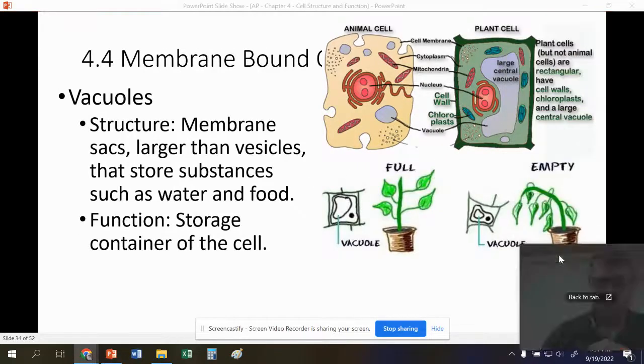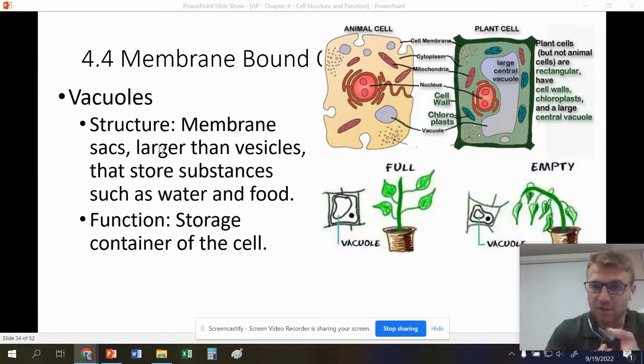Vacuoles are our next membrane-bound organelle. Again, remember, they have their own membrane. These are just like the storage containers of the cell. They're larger than vesicles, but they contain food, they contain liquids, they contain things the cell is going to need over time. And again, the function, they store things for the cell.